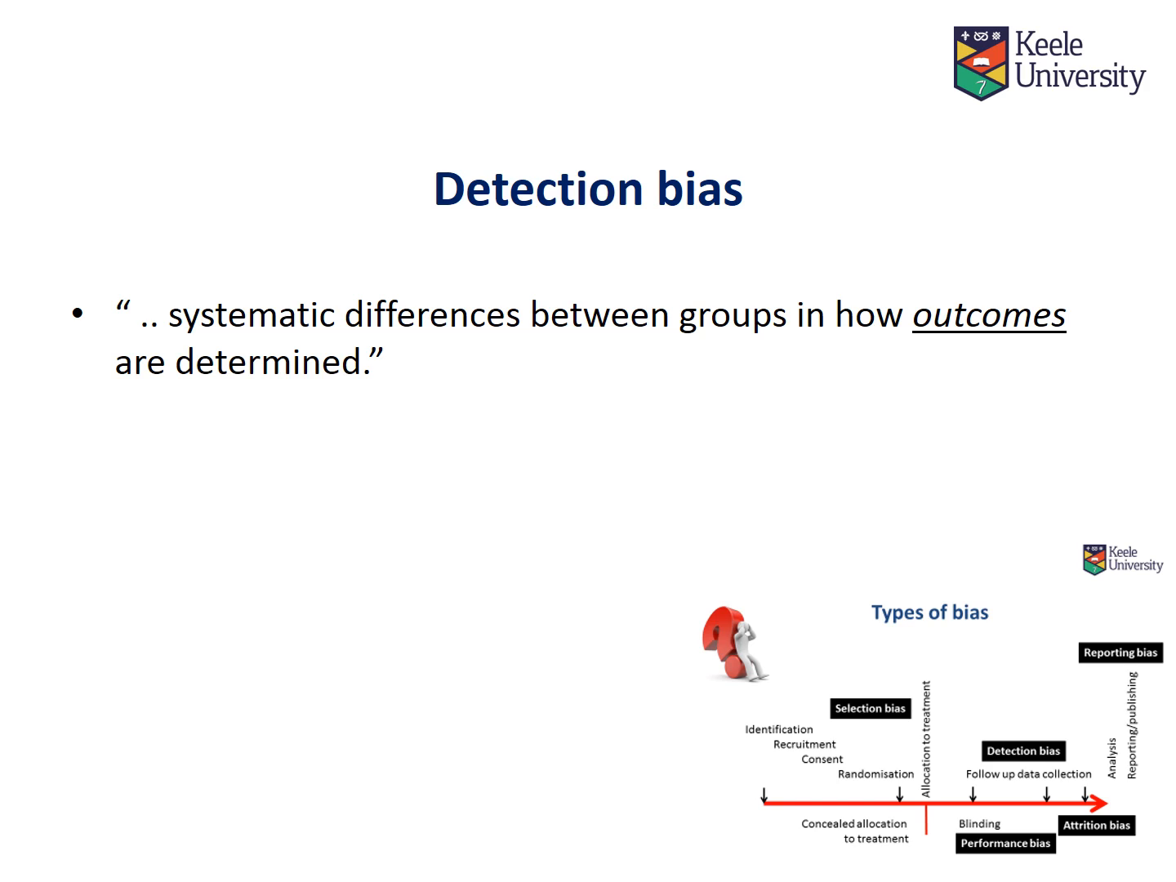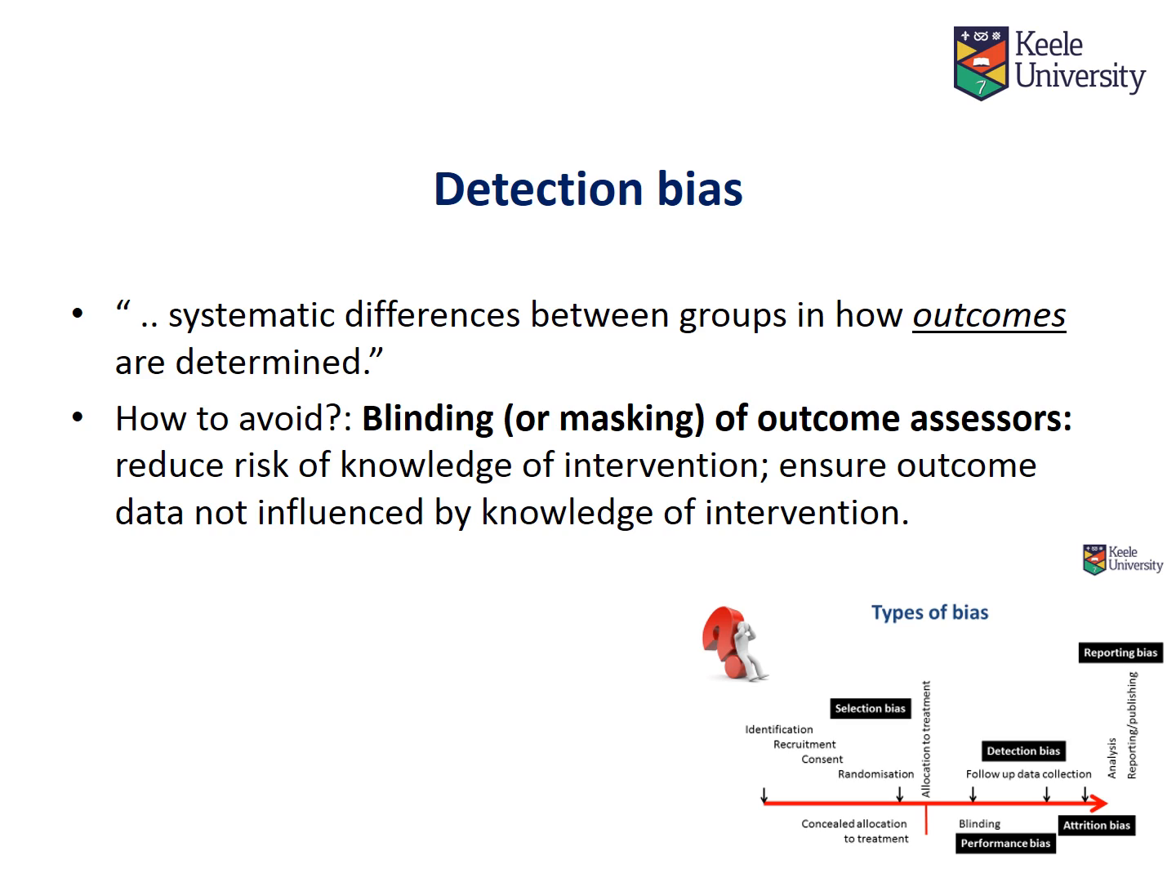Detection bias is if there are systematic differences between groups in how outcomes are determined and measured. So, if the outcomes are measured differently, if the blood pressure was done repeatedly in one group, but just one-off in the other, if it was done sitting in one group while in the other group it was done standing, or using different machines, and so on, then this will lead to detection bias. And how to avoid it? By blinding or masking of outcome assessors, so they're not aware which group they are assessing the outcomes for. And that will help reduce the detection bias. Where to find evidence for it? In the methods section, because this is where the outcome assessment is usually.